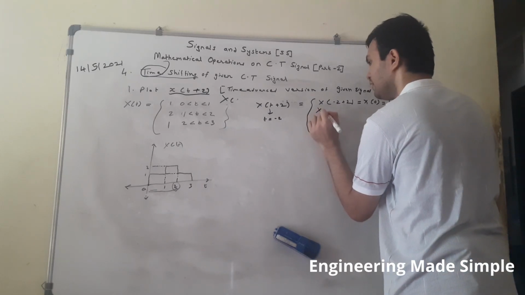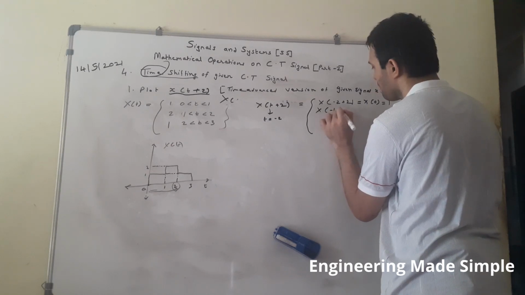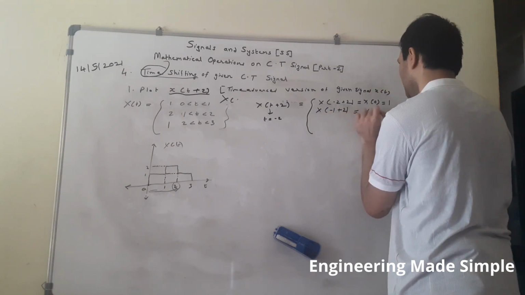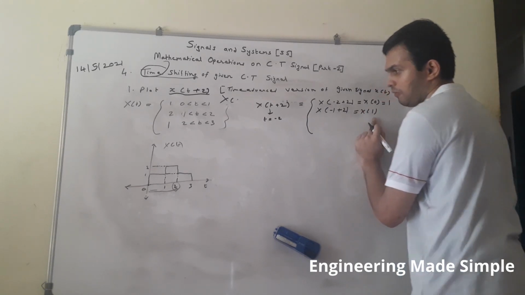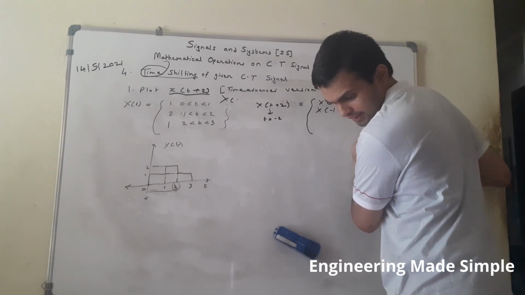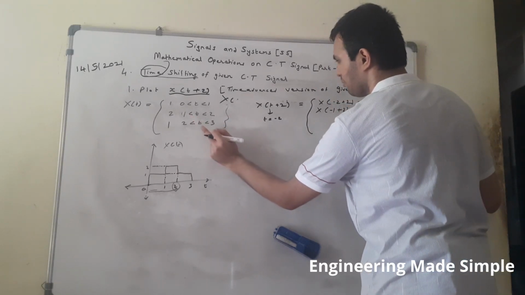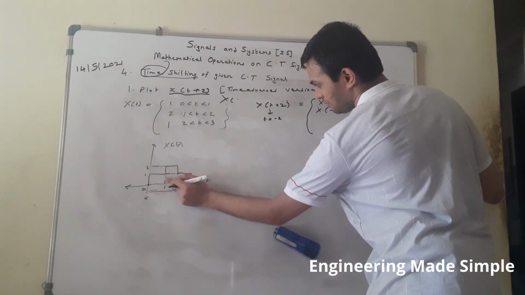Now we will put t equal to minus 1 in this equation. So what is minus 1 plus 2? It is nothing but x of plus 1. So what was the value of x of plus 1 in this case? It was 1. Look at the original signal x of t. So what was the value of x of 1 in this case? It was 1 only.